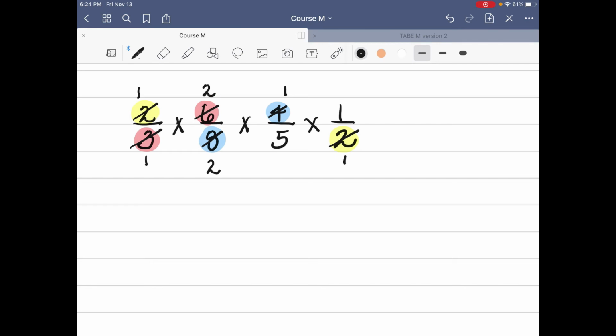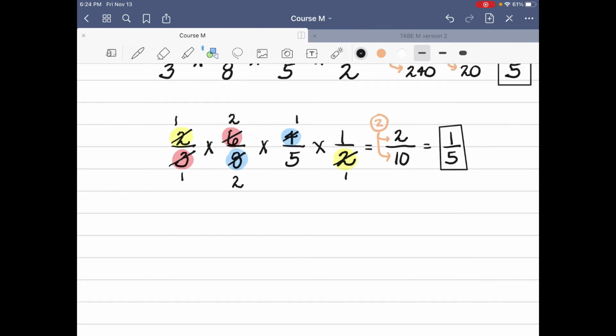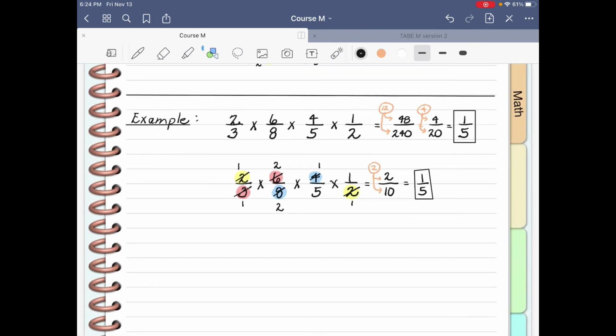Okay. So here we go. On the top, when I multiply, 1 times 2 times 1 times 1, I get a 2. On the bottom, I have 1 times 2 times 5 times 1, I get a 10. That will simplify by 2. 2 into 2 is 1, and 2 into 10 is 5. So there is that 1/5 again. Either way gets me to the answer.